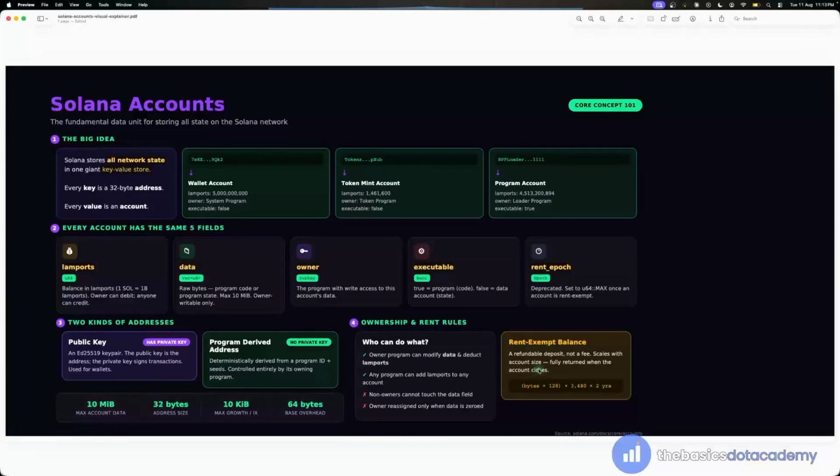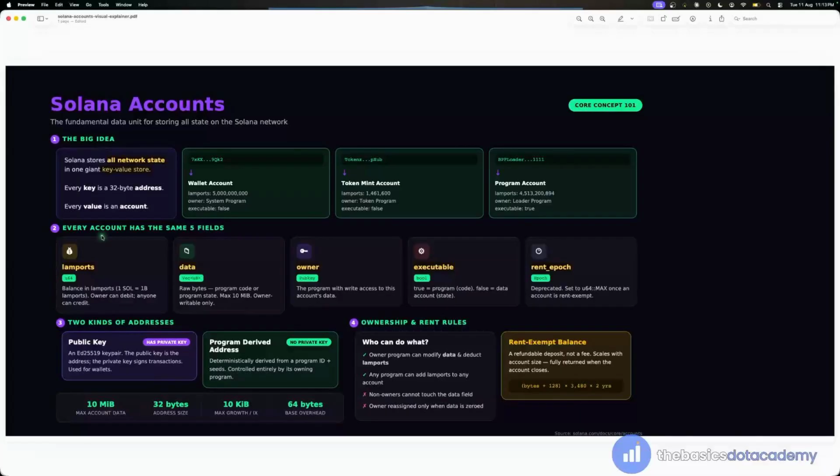Rent is the number of SOL tokens which you pay for your data to be available on chain at any given point of time. Let us look at some constraints. The account data is capped at 10 megabytes. The size of an address is 32 bytes. Max growth per instruction: whenever a program calls any of the accounts, that is known as an instruction, and that instruction size cannot be more than 10 kilobytes. And at last we have a 64 bytes base override.